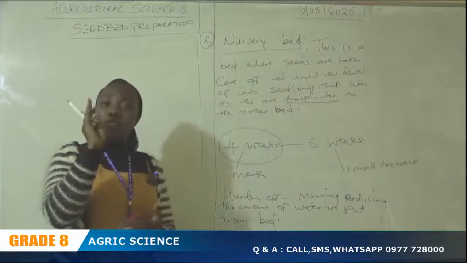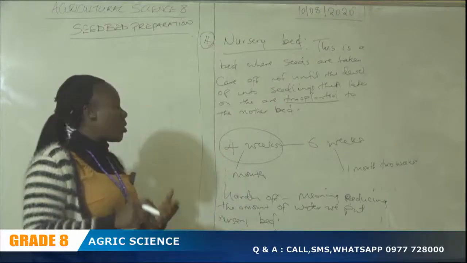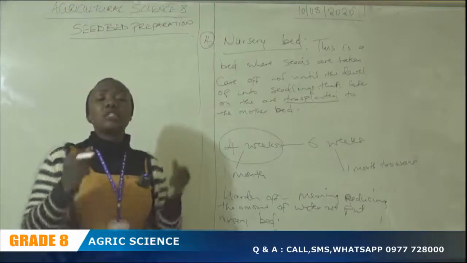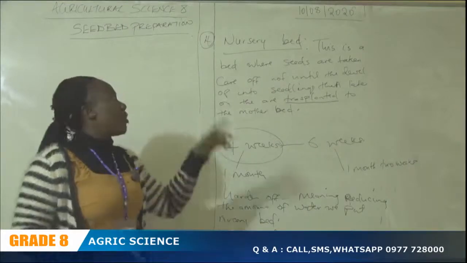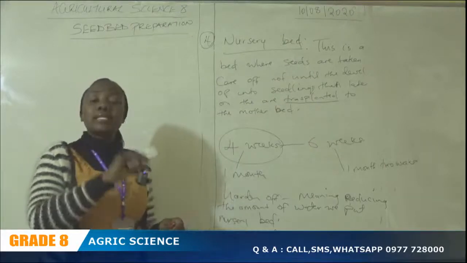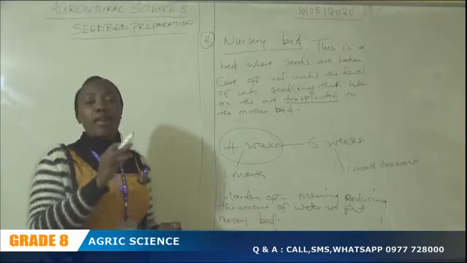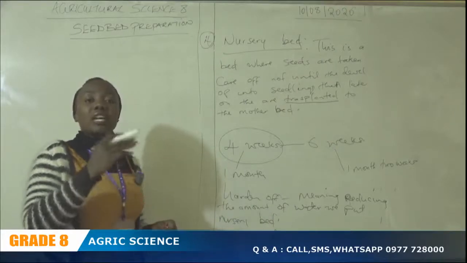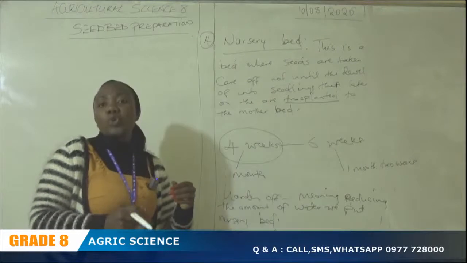So after learning how to transplant and what needs to be done before you transplant seedlings, there are two things that need to be done. One, you're hardening off the seedlings, meaning the seedlings should get used to the harsh condition that they're going to find in the mother bed. And before that, you do not transplant seedlings that are not strong enough. You only transplant seedlings that are strong enough so that when they're taken to the mother bed, they're able to withstand.